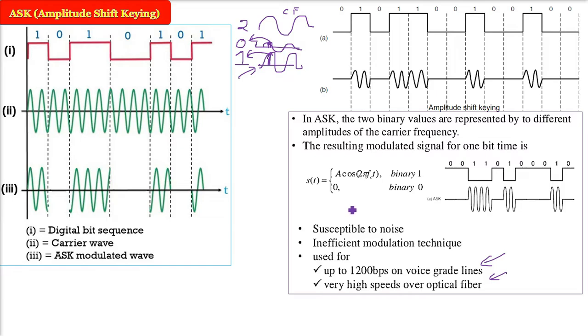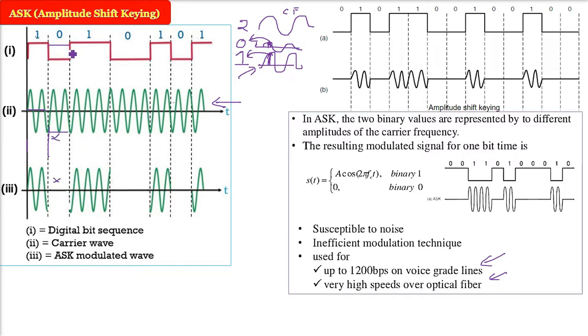ASK. Let me tell you more about this. This is your bit stream. The main idea is that we are trying to modulate, changing these bits to signals. So this is the carrier wave. It has a frequency, it has an amplitude, it has a phase. So how to represent it using the amplitude? Wherever you see 1 here, only that will be output. Wherever you see 0 here, there will be no amplitude. You can say amplitude is 0.